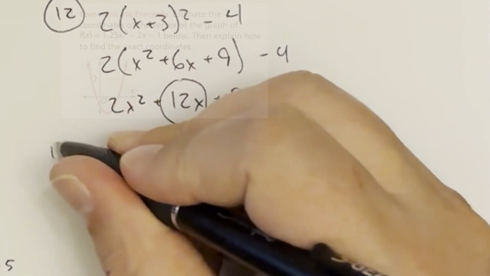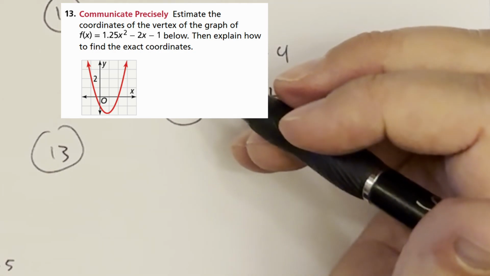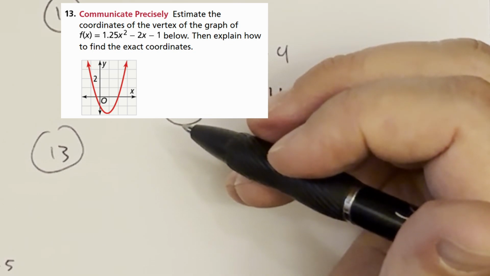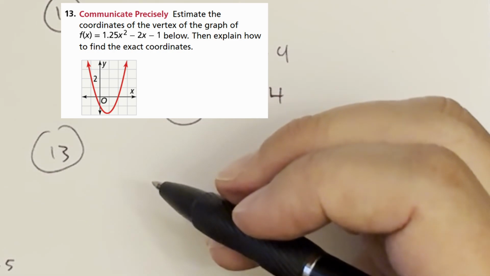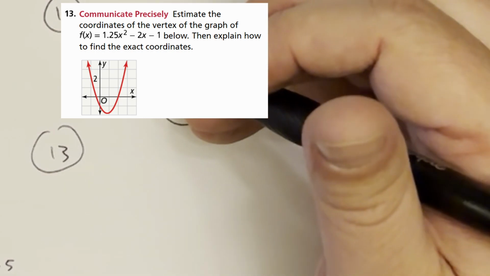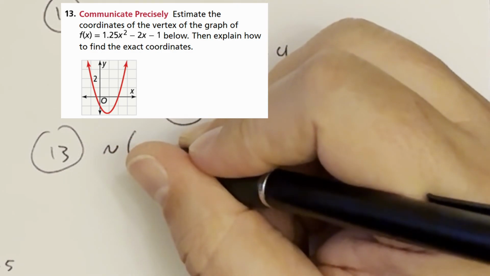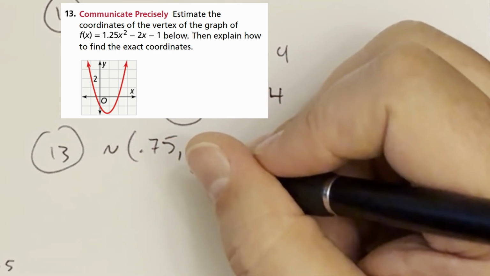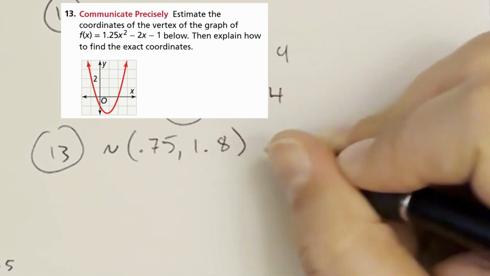Estimate the coordinates of the vertex of the graph of 1.25x squared minus 2x minus 1. So we look at the graph, and I'm just going to ballpark estimate. That's what they're asking us to do. And it looks like it's at about 0.75 for the x. So 0.75, and then the y value looks like about negative 1.8. I forgot my negative sign. We'll just superimpose that. Don't mind that nicely floating minus sign.